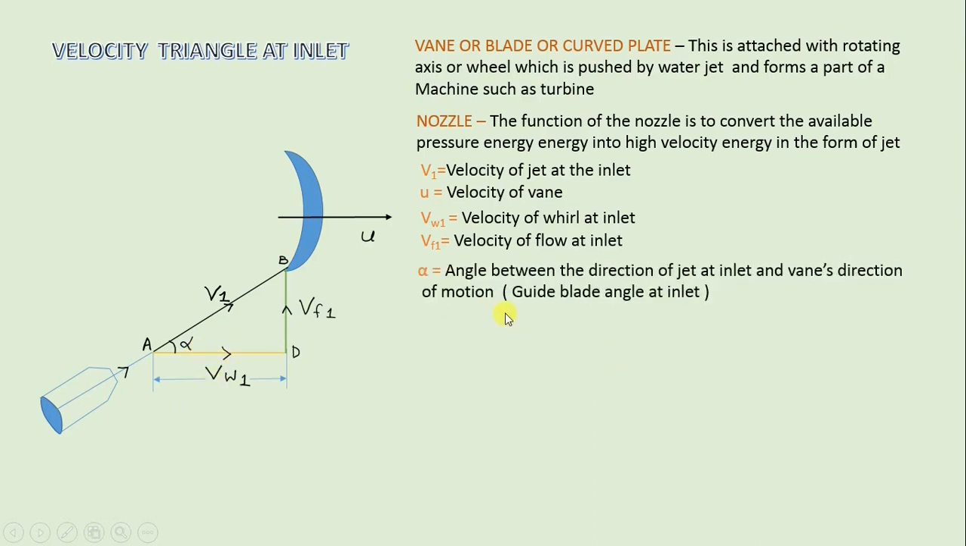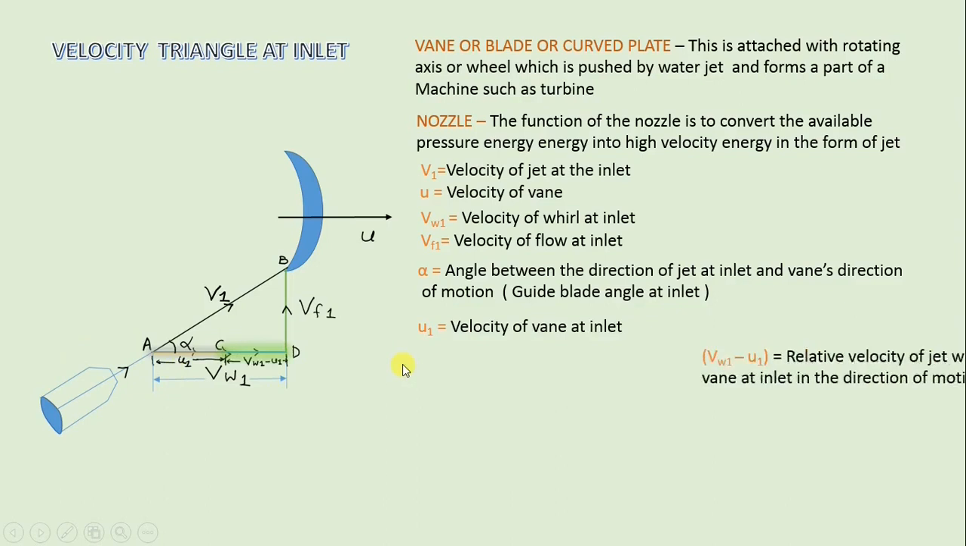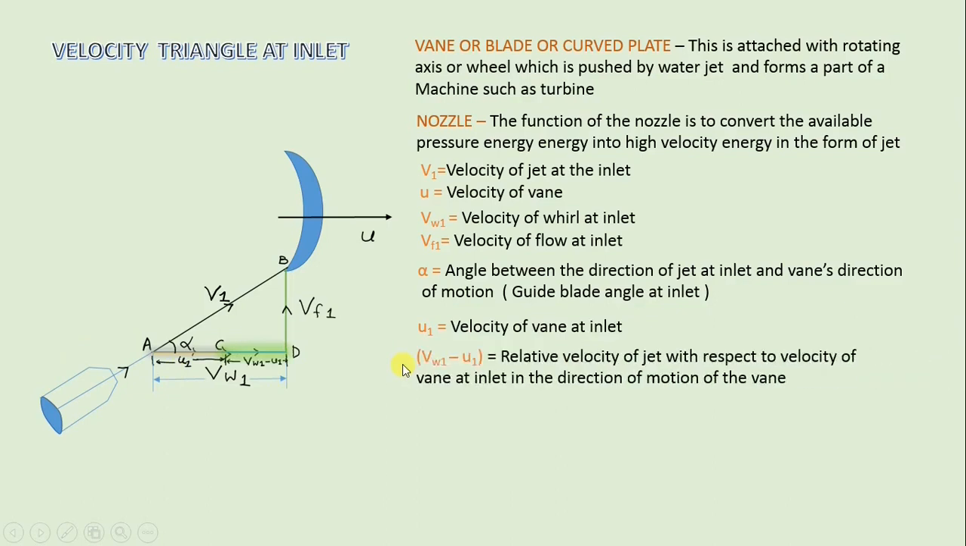Next is another component, that is U1. U1 is the velocity of vane at inlet. So in the direction of motion of the vane, there are two components at inlet, that is U1 and VW1. So we have to calculate the relative velocity of the jet with respect to the velocity of the vane at inlet in the direction of motion of the vane. So what will be that? That will be VW1 minus U1.